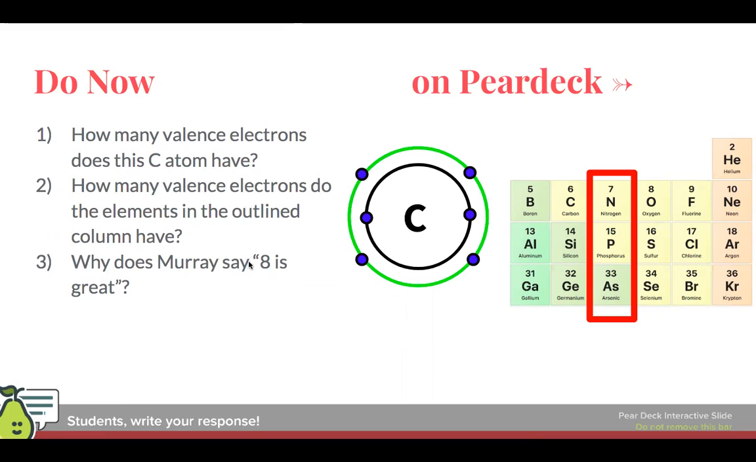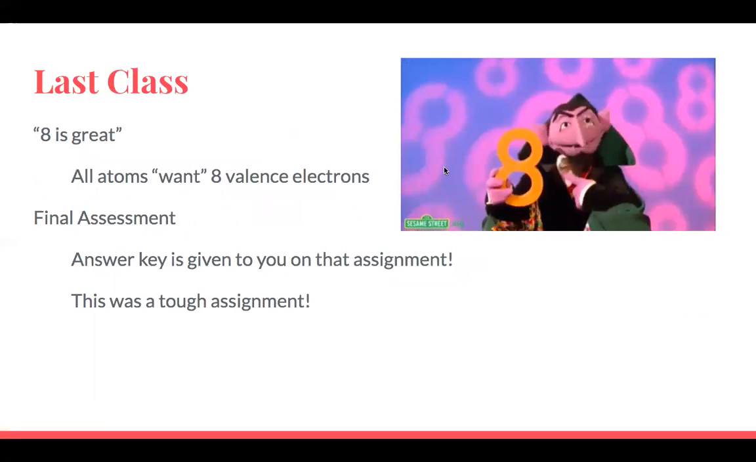Our last question: why does Murray say 8 is great? So we know that this carbon atom is not great yet because it does not have 8 valence electrons. 8 is the goal for most atoms, to get 8 valence electrons, whether you're going to steal those electrons from somebody else or you're friendly and you're going to share your electrons. We're going to find out about that in this trimester, about stealing electrons and sharing electrons.